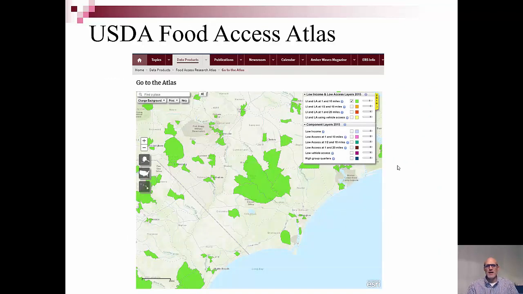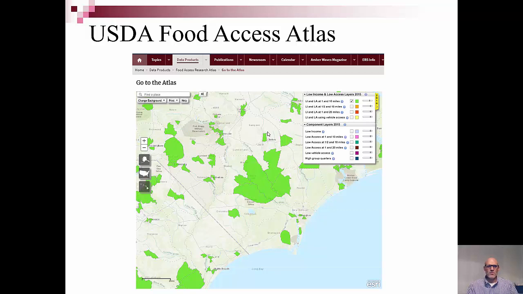Now, these data are extracted from the USDA Food Desert Atlas. This is just a snapshot of the Food Desert Atlas, and you can see up here it explores limited access, low access at 1 mile and 10 miles for urban and rural areas. We have low income and low vehicle access, high group quarters, and we can start to compare some socioeconomics with this distance here. And this is measured at the tract level. So these tracts are relatively coarse. You can see how large some of these tracts are in rural areas in southeastern North Carolina.